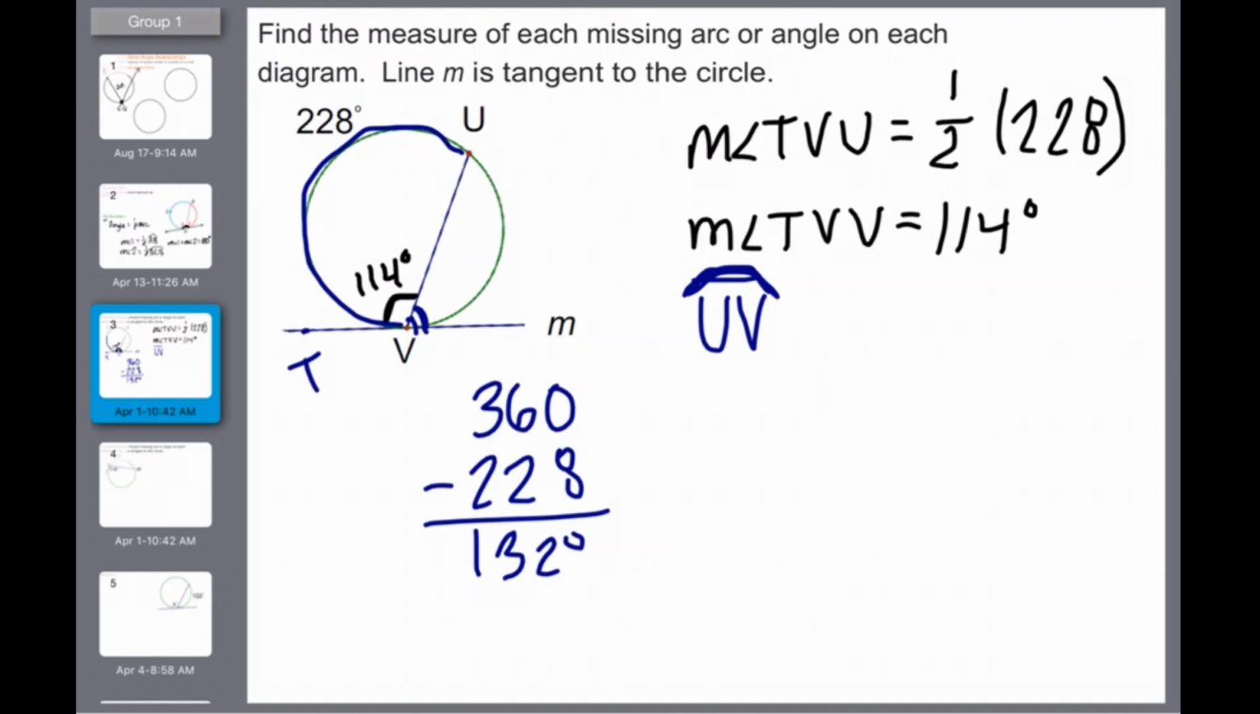Oh, that's an arc, it's not a segment. It's going to be 132 degrees. So the one on this side here.